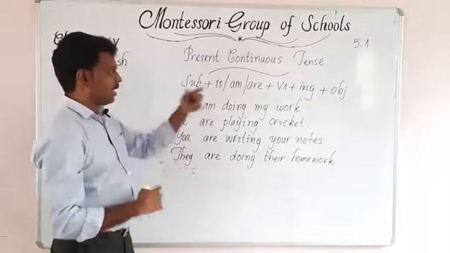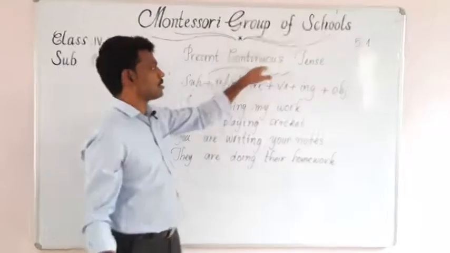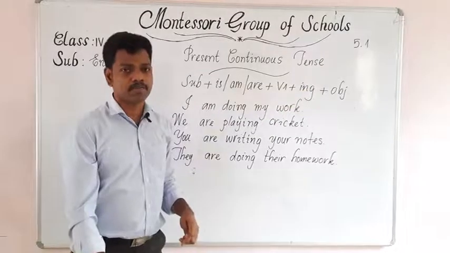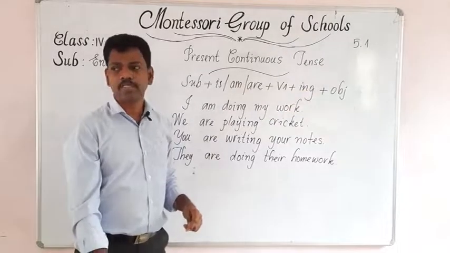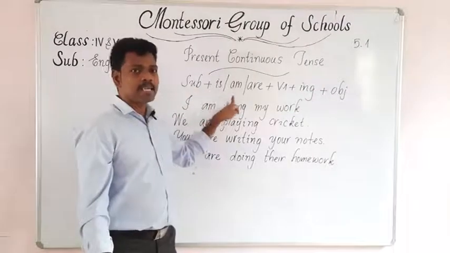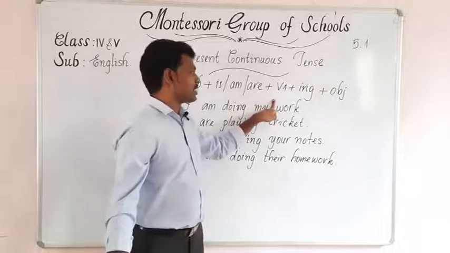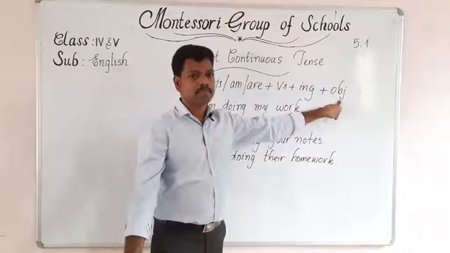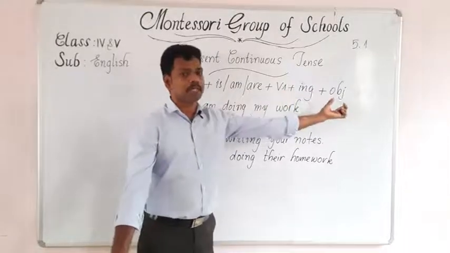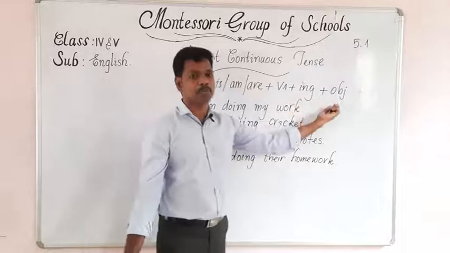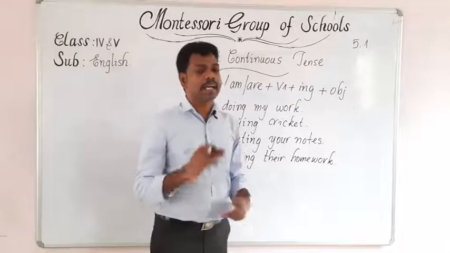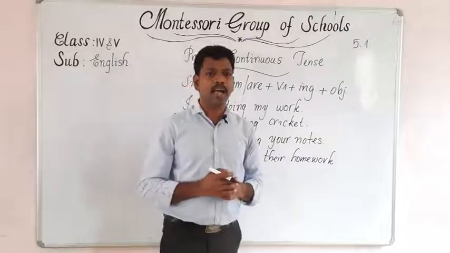Once again, let me rewind. Present continuous tense, we express it when the action is in progress. So, the formula is subject plus is, am, are plus V1 plus ing plus object. At the same time, we can also use V4 plus object. V4 means present participle. So, I told you all the cases. Go through the video again and again. Try to understand it and work on that.